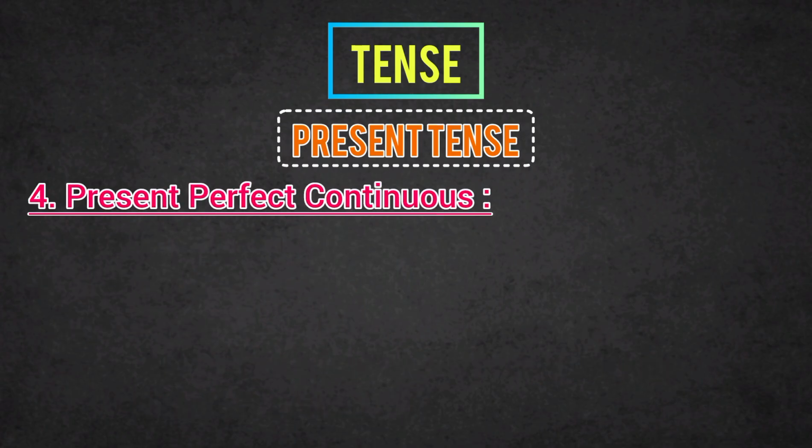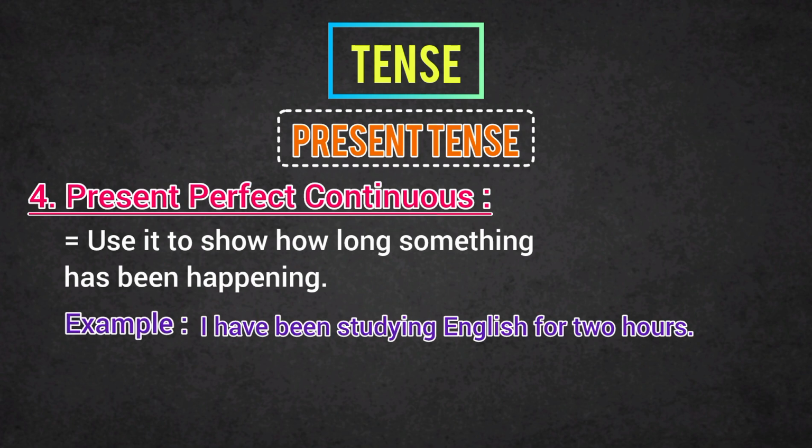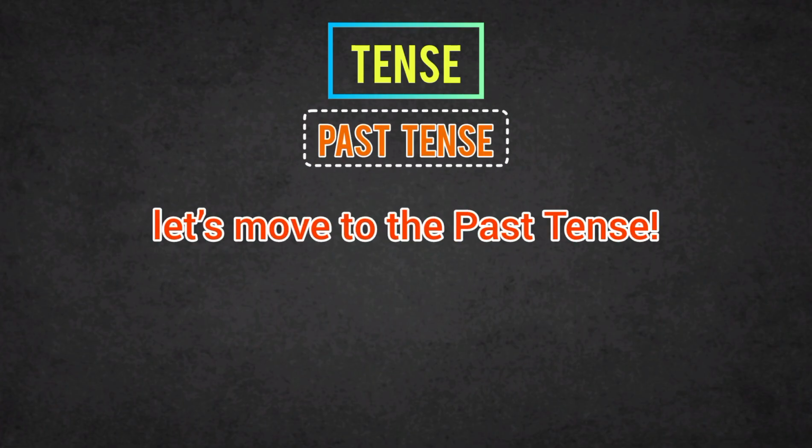Number 4, present perfect continuous. Use it to show how long something has been happening. Example, I have been studying English for 2 hours. It's still going on. Next, let's move to the past tense.